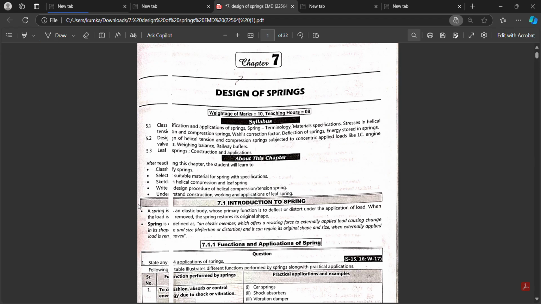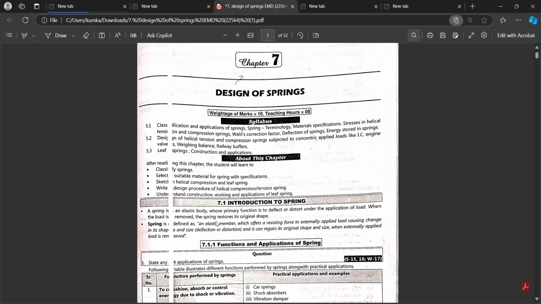Why we use spring? Spring is an elastic body which is used to deflect or distort under the application of load, and when the load is released, the energy is released, and we get the work done. What is spring? Definition of spring: it is an elastic member which is used to offer a resisting force to an externally applied load, causing a change in its shape and size, and it regains its original shape and size when the externally applied load is removed.